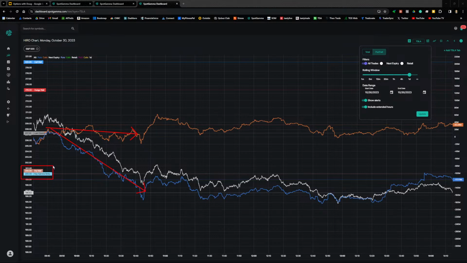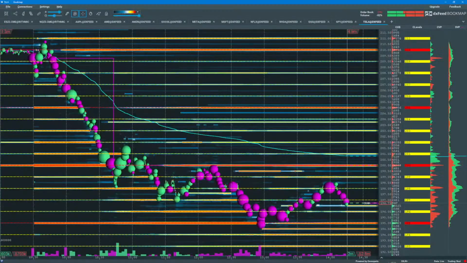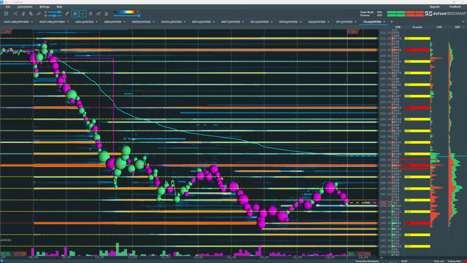And Tesla moved lower than its 200 put wall key gamma strike. Let's go take a look at Bookmap. So here's the 200 key gamma strike put wall. There was some consolidation at this level. And price finally continued lower.